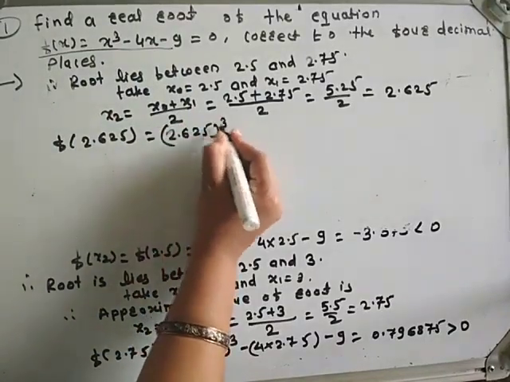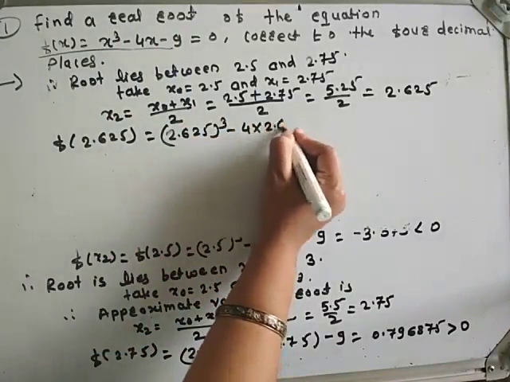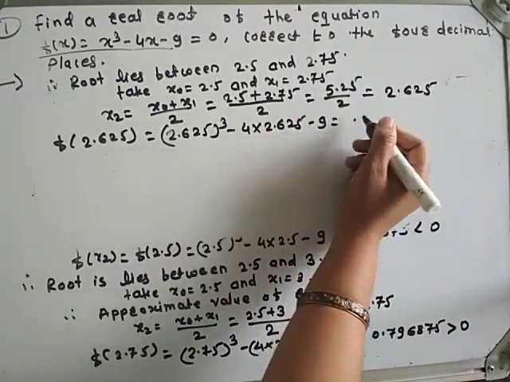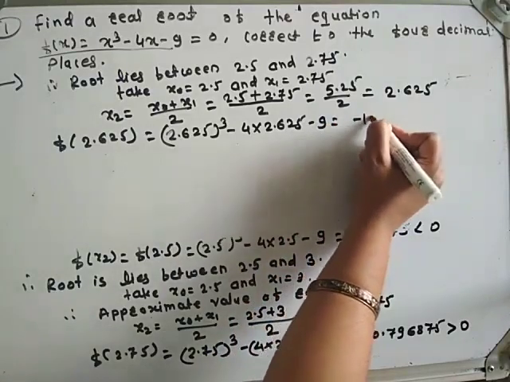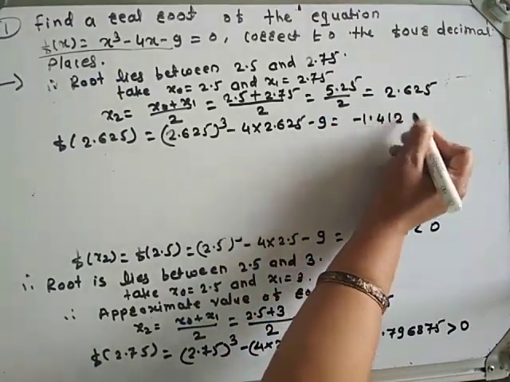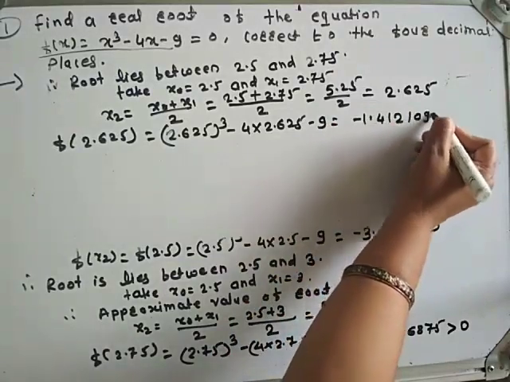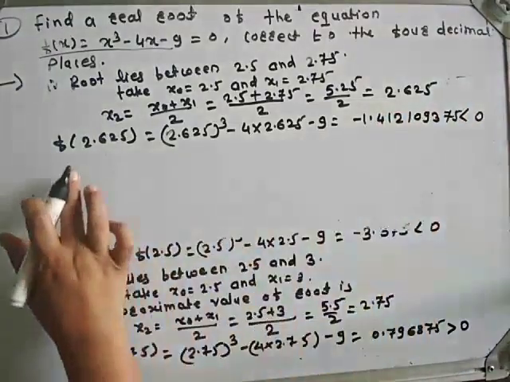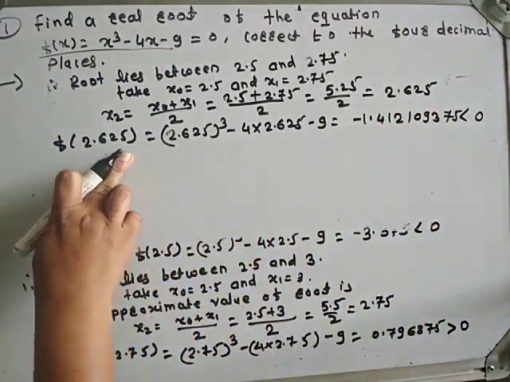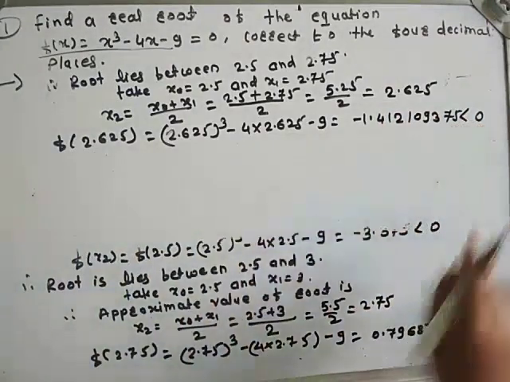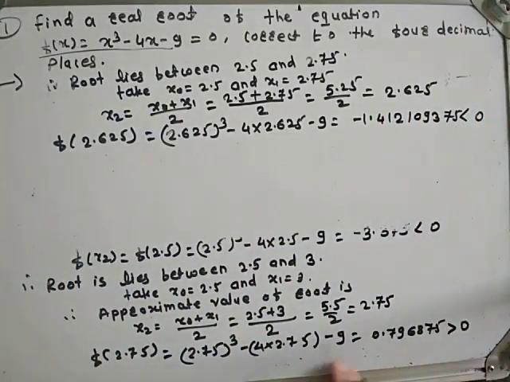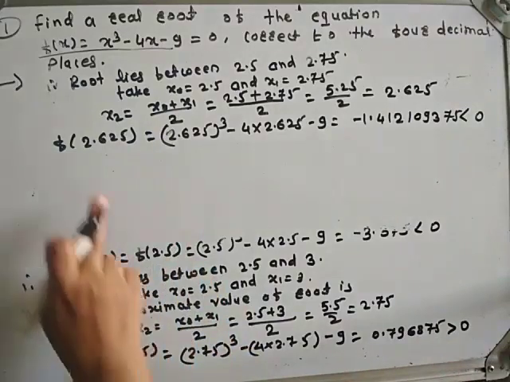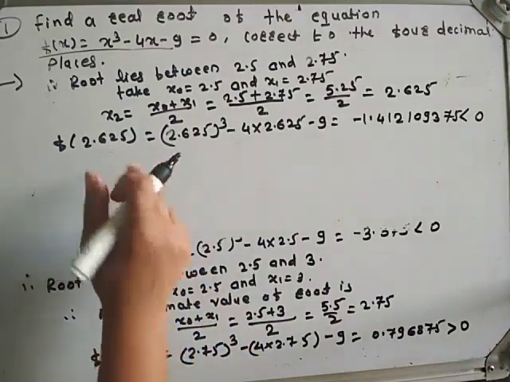2.625 cube minus 4 into 2.625 minus 9. After calculating this value, we get minus 1.412109375, which is strictly less than 0. See here, f of 2.625 is negative and f of 2.75 is positive. Therefore, the root lies between 2.75 and 2.625.